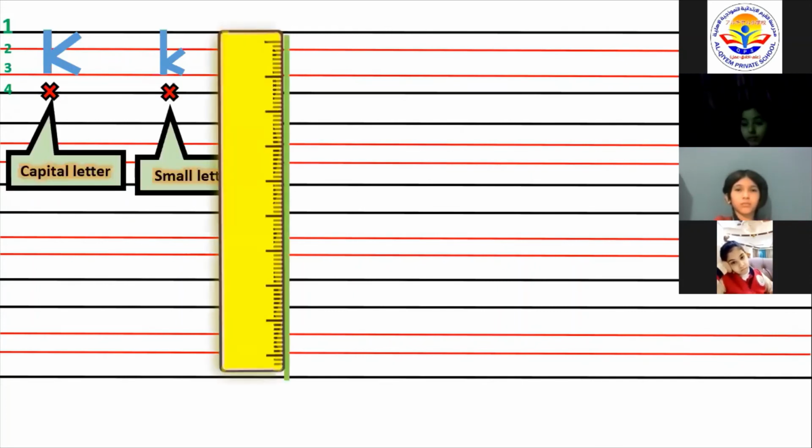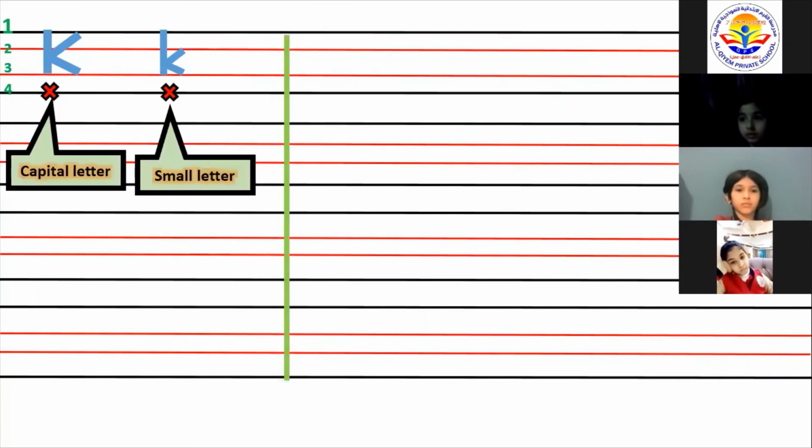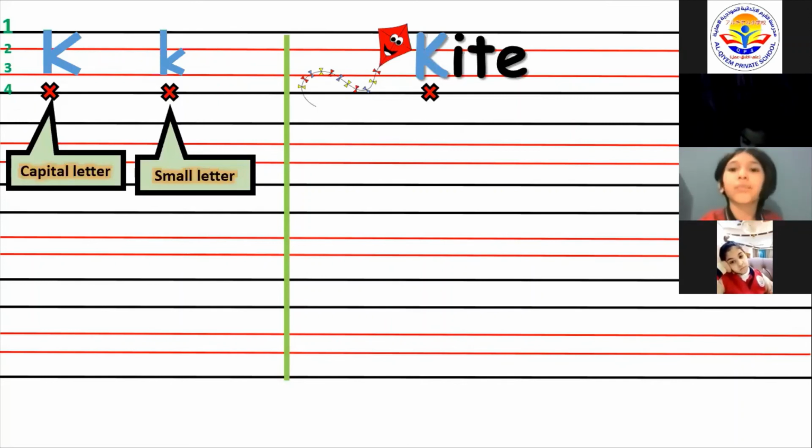Now let's write examples. خلونا نكتب أمثلة. For example, the word kite. It is starting with a capital letter K. باديت لي بحرف كبير K. So I have to write it just on the first three lines. اكتبها فقط على الأسطر الثلاثة الأولى.